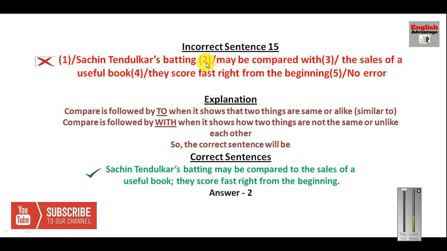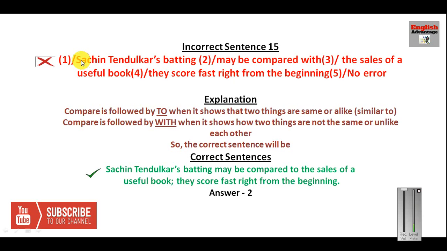Sachin Tendulkar's batting may be compared with the sales of useful book. They score fast right from the beginning. It's true that Sachin Tendulkar's batting can be compared with the selling of a good book. But compare can be followed by either to or with. When you compare two things of the same kind, we have to write compare to. But when we compare two things of a dissimilar kind, or when we are talking about the differences of the two things, you have to say compare with.